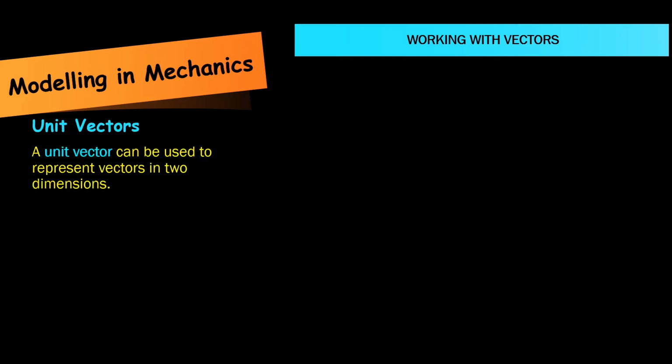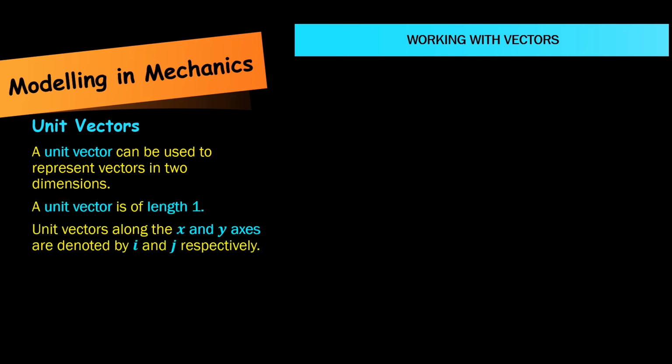We will now take a look at unit vectors. A unit vector can be used to represent vectors in 2 dimensions. It has length 1. Unit vectors along the x and y axes are denoted by i and j respectively. So i equals (1, 0) and j equals (0, 1). Here's i in the diagram and here's j.